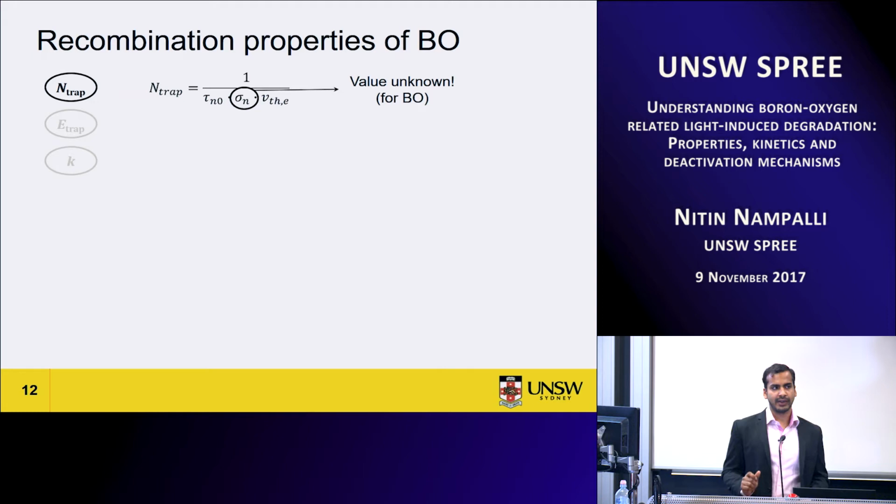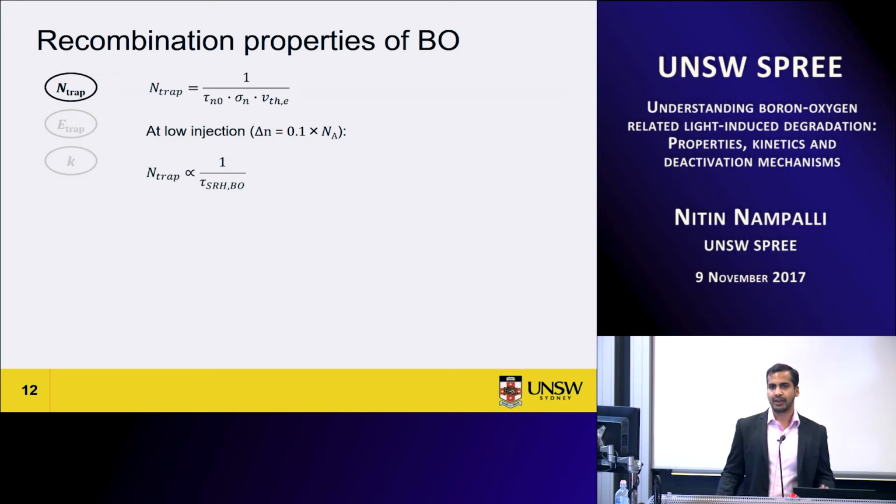Now, the capture cross-section is a bit difficult to determine from lifetime spectroscopy. And so what we normally do is we try and find a metric that's proportional to the trap density. So if you take the inverse lifetime in the light soak state and the dark anneal state, for example, that gives you a measure of the normalized defect density, which is representative of the real trap density.